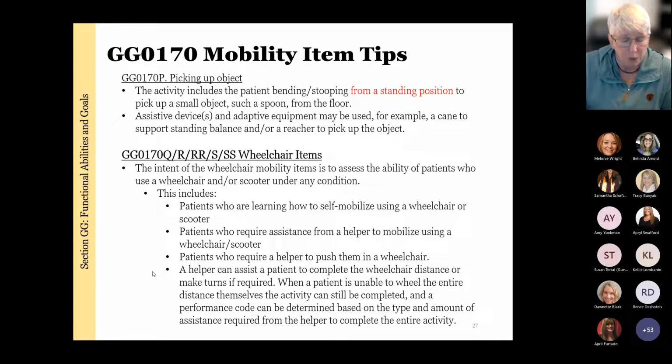Patients who require a helper to push them in a wheelchair, right? Or a helper can assist a patient to complete the wheelchair distance or make turns if required, right? So this is where we said no one can walk for you, but they can certainly help you with your wheelchair distance. If a patient is being assessed for wheeling 150 feet, and they did 120 feet and say, I just cannot go any further, my arms are falling off, and the clinician completes the last 30 feet, that task was completed. Not all of it by the patient. They needed assistance to complete that last 30 feet, but that is okay, because the task was completed. They went 150 feet, just not all of it by the patient.